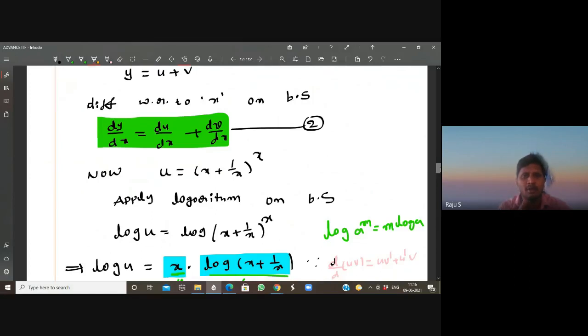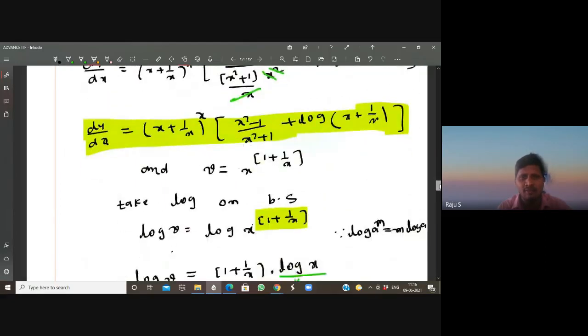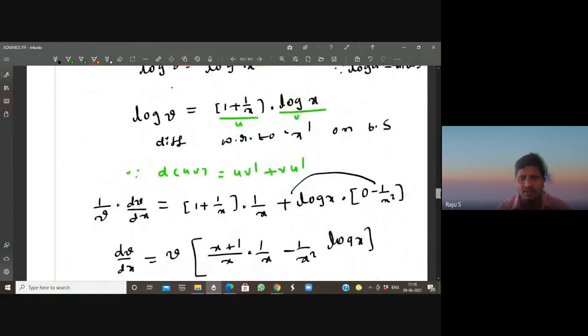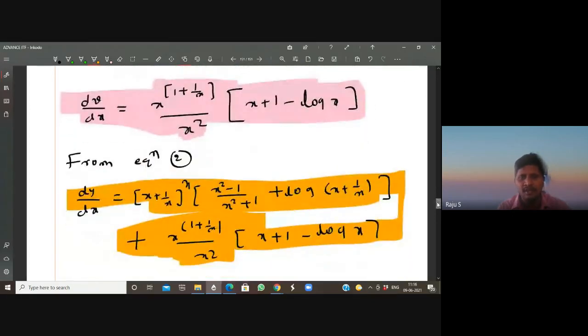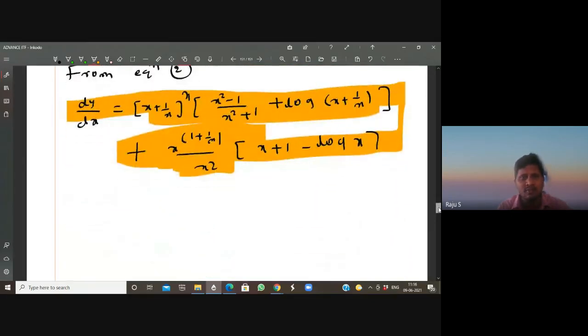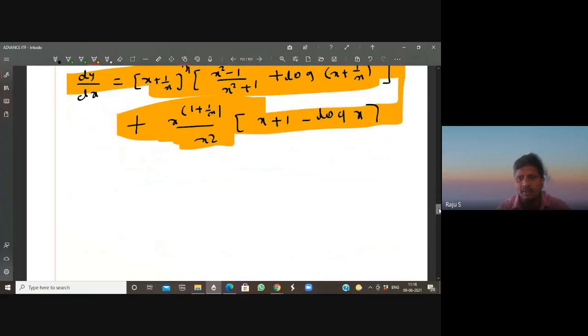Equation 2 is very important. From that you can take u, find du by dx with the help of the logarithmic method, applying log on both sides. In the same way, take v, apply log on both sides, then you can differentiate. You will get dv by dx. After getting du by dx and dv by dx, substitute in equation 2. That's it.